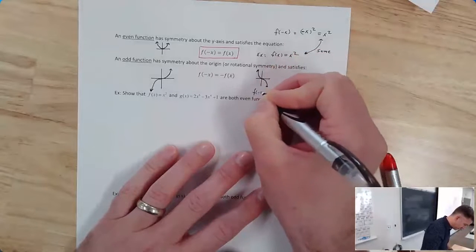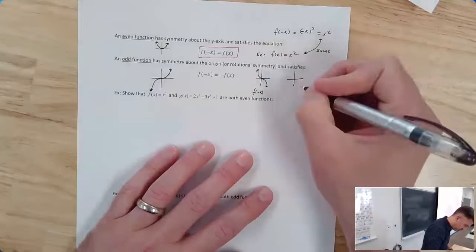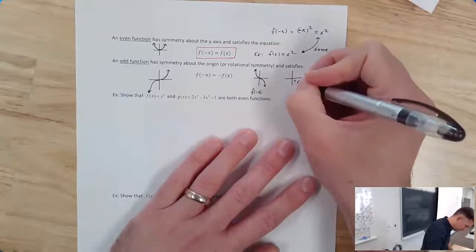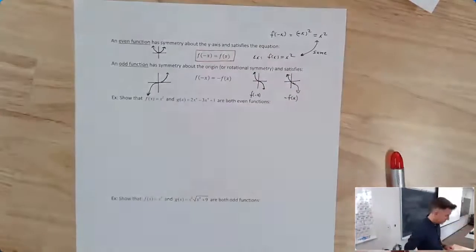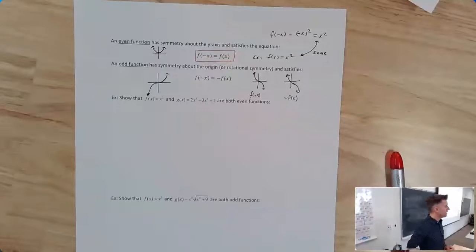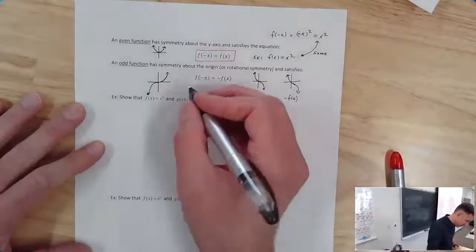f of negative x. Here's your vertical reflection. Take that, flip it over. Oh, look, if you can draw, they look the same. f of negative x and negative f of x are the same. It's an odd function. The way you would show that, though, is to show that, I'm kind of running a room here.